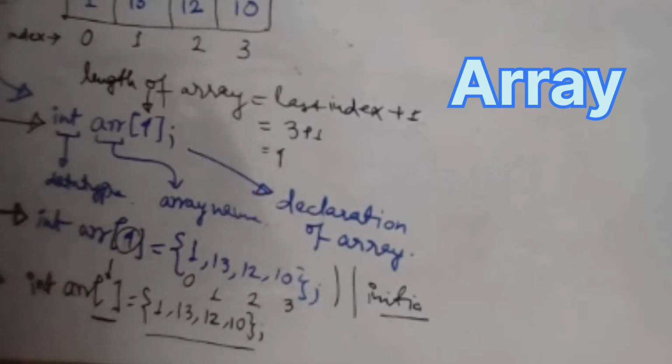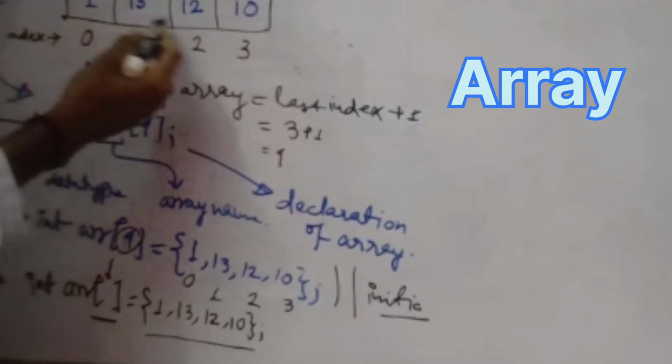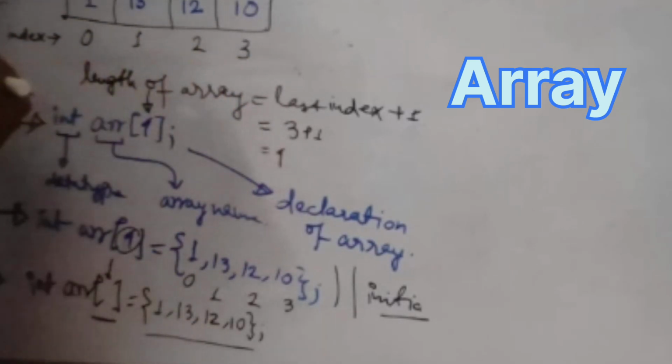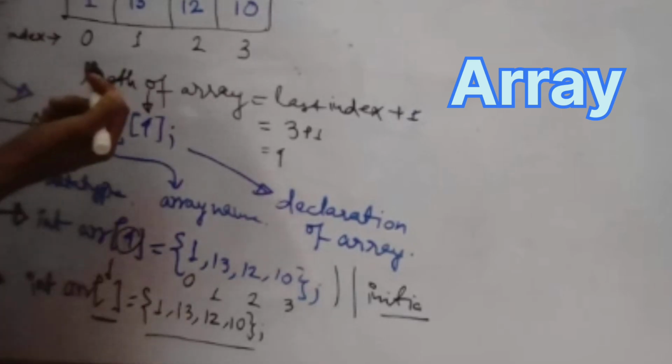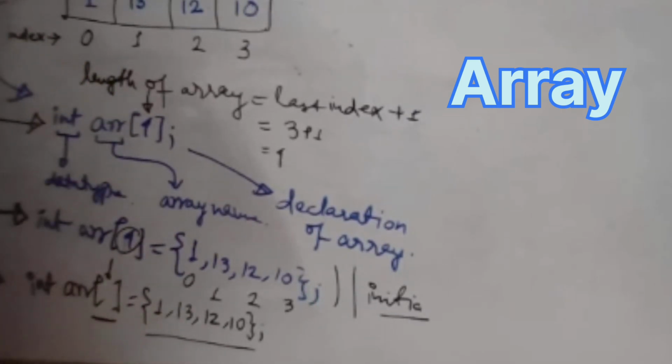Now we are going to look at how we can access the values of the array. In this data structure, the array, we have 1, 13, 12 and 10, which are integer values. How are we going to access these values in our program? Let's take a look at that part also. Let's move to the next part.